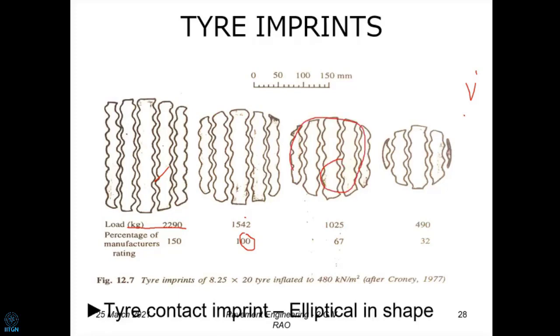this. It's different now. If you are reducing to 32% of the rating, the load it can take, it is going to become circular now. And here you see that if you are overloading it by 50%, 150%, you find that this imprint of the tire on the ground, on the road surface, is going to be almost rectangular now. So these two appear like a kind of ellipse. This appears like a circle now. So you see that it's very difficult to even find out the actual shape of the contact area.